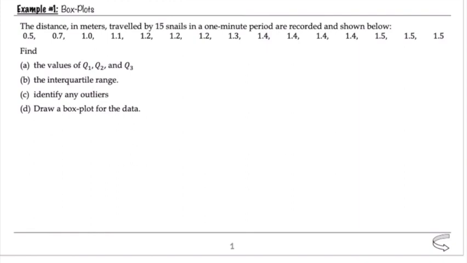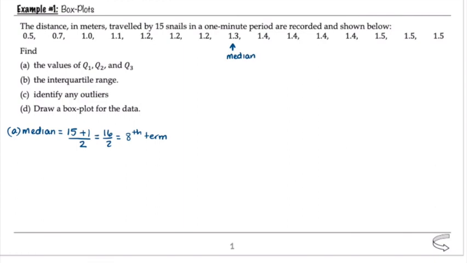So the first thing that we're going to be doing is making sure that our data is in order, which it is. The next thing I'm going to identify is the median. So we have 15 pieces of data here. I'm going to increase that by 1 and divide by 2. So what I'm doing here is trying to find the location of where my median is, which tells me that the 8th term is going to be my median. I'm going to count and find my 8th term.